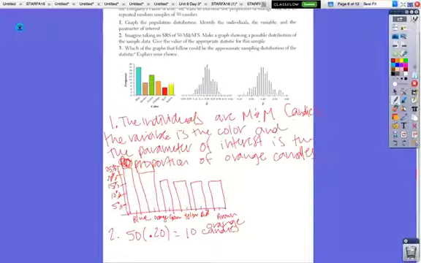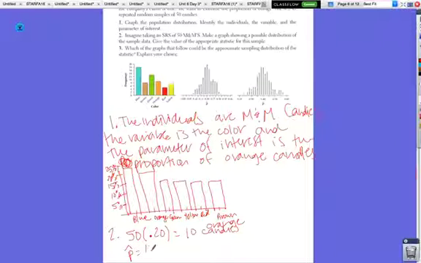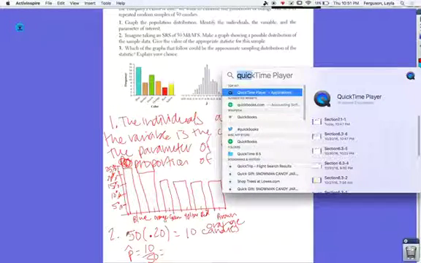Alright, so make a graph showing a possible distribution of this sample data. Give the value of the appropriate statistic for this sample. Because we are expecting there to be about 10 candies that are orange, our p hat would be 10 out of 50, which turns out to be 0.20.